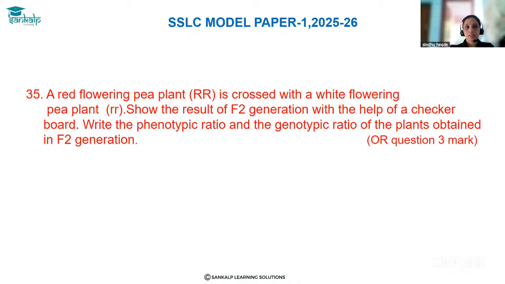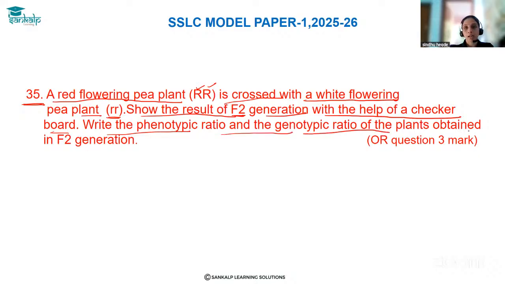Hello everyone. Let us see question number 35. A red flowering pea plant, capital RR, is crossed with a white flowering pea plant, that is small rr. Show the result of F2 generation with the help of a checkerboard. Write the phenotypic ratio and genotypic ratio of the plants obtained in F2 generation.